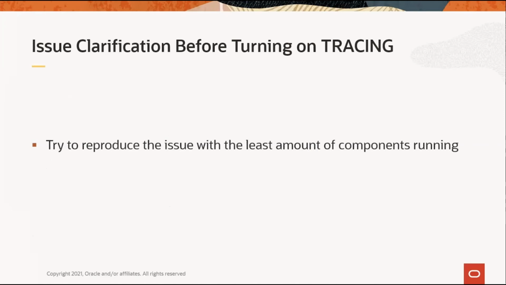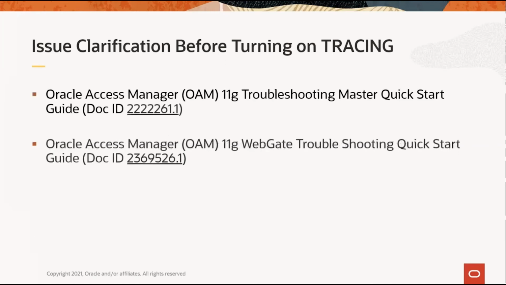Next, we would try to reproduce the issue with the least number of components running. This makes tracing easier to run and collect. Two good notes to help with troubleshooting are shown on the screen: the Oracle Access Manager 11G Troubleshooting Master Quick Start Guide and the Oracle Access Manager OAM 11G WebGate Troubleshooting Quick Start Guide.